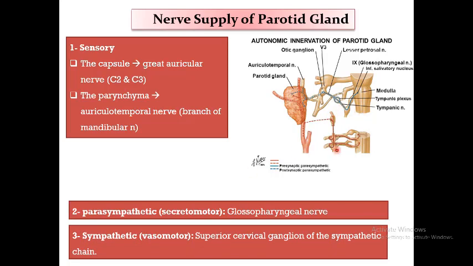This is called the sympathetic chain. The uppermost ganglion of the sympathetic chain is called the superior cervical ganglion. And this gives all the sympathetic supply to the head and neck. Head and neck sympathetic fibers arise from this superior cervical ganglion. So the superior cervical ganglion of the sympathetic chain supplies the parotid gland. So this is about its nerve supply.